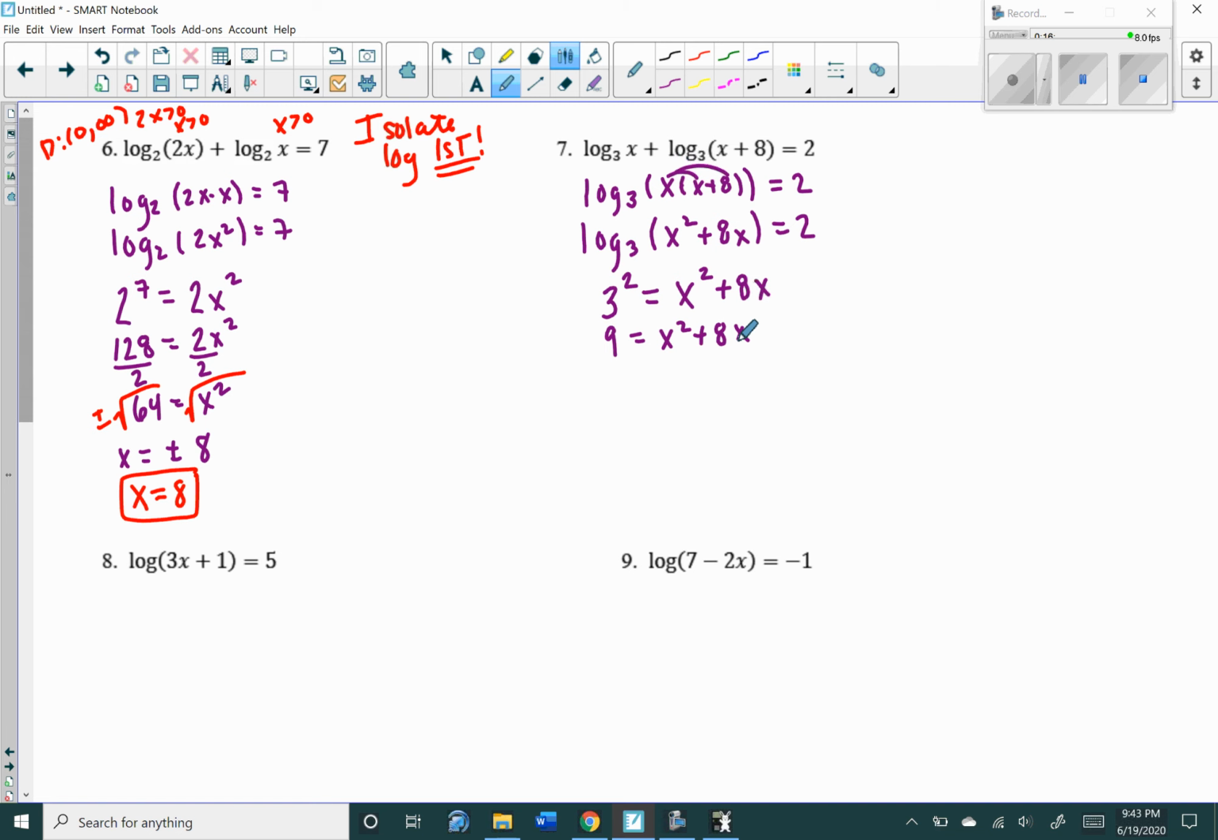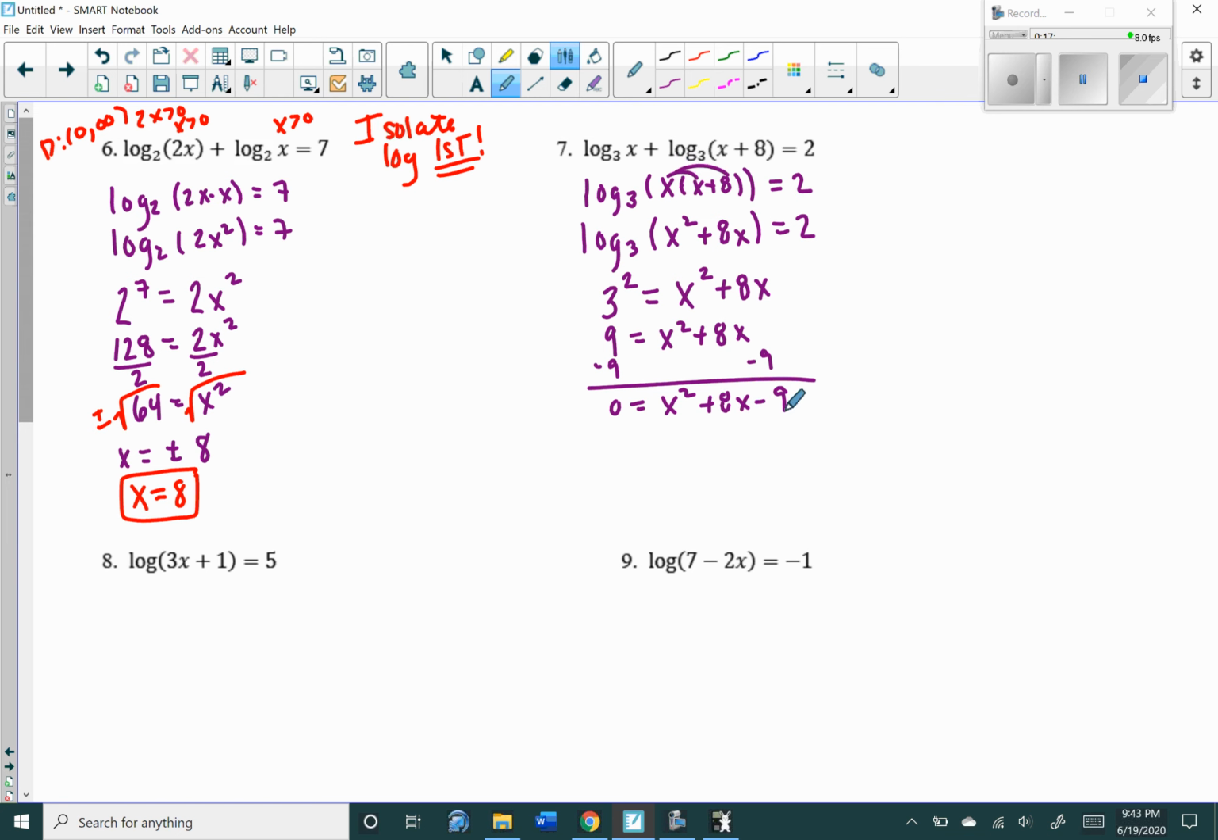Now remember, if you have a quadratic term, a linear term, and a constant term, in order to solve this problem, you must set it equal to 0. So I'm going to take that 9 and subtract it to the other side. So we get 0 equals x squared plus 8x minus 9.